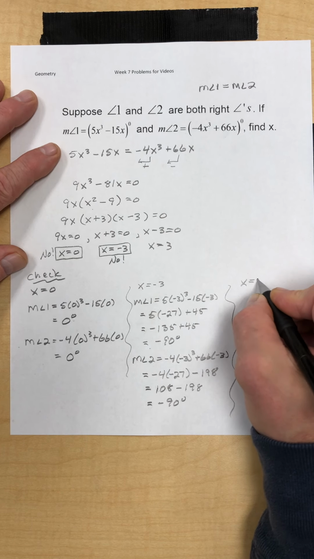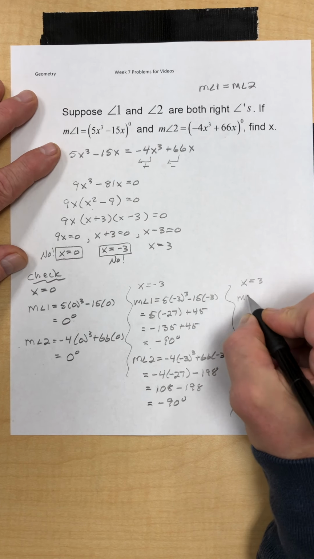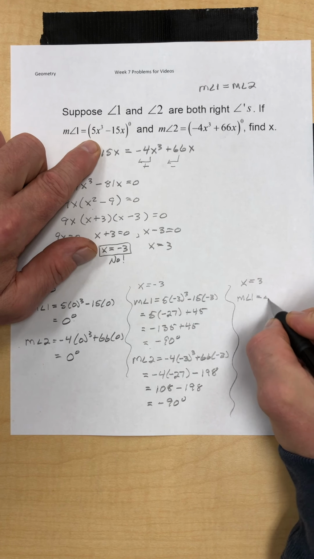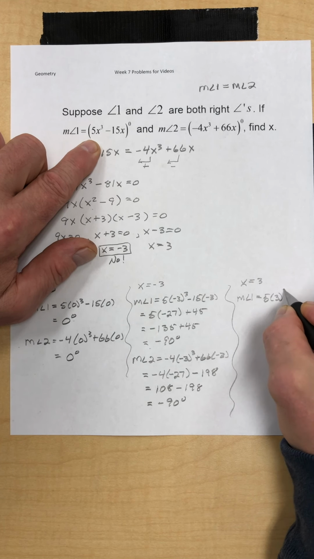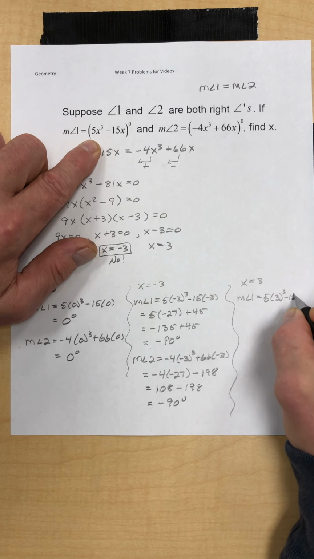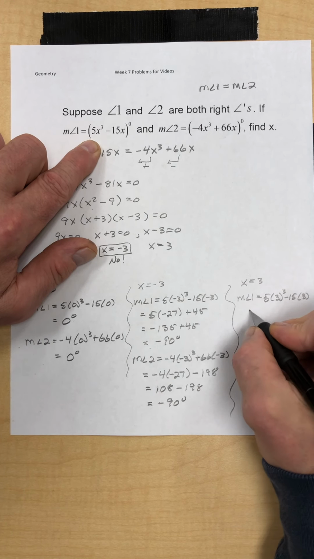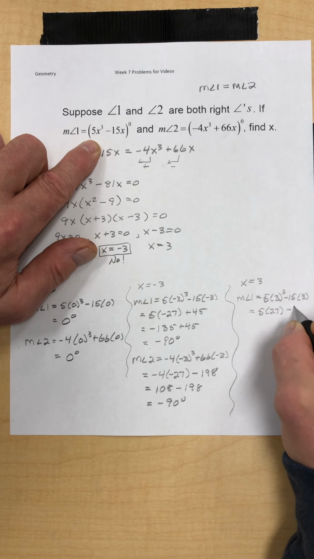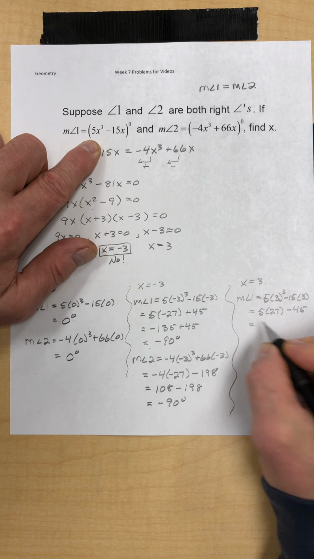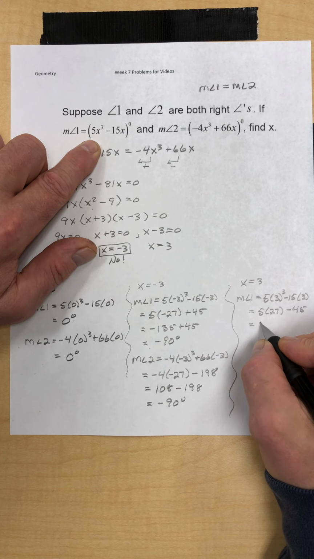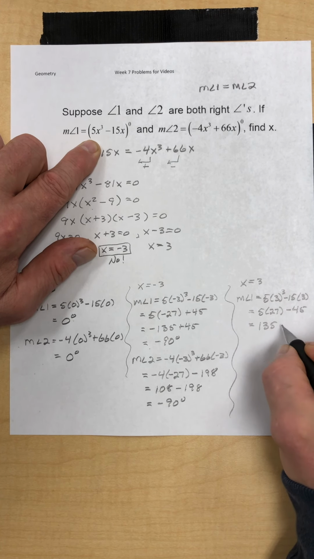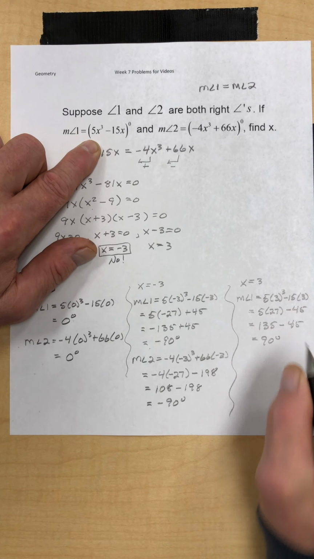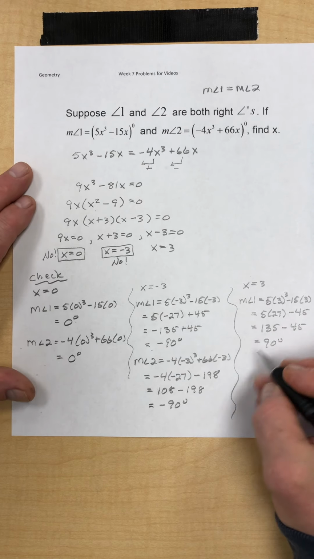So we check x equals 3. The measure of angle 1 will equal 5 times 3 cubed minus 15 times 3. So that's going to give me 5 times 27 minus 45. So that gives me 135 minus 45, which is 90 degrees. Okay, so I feel good so far.